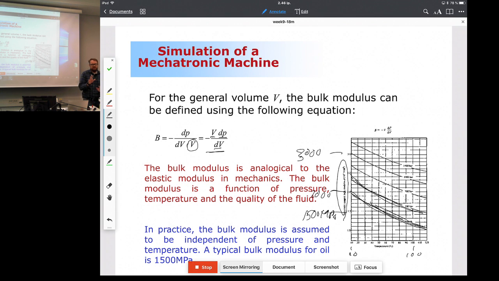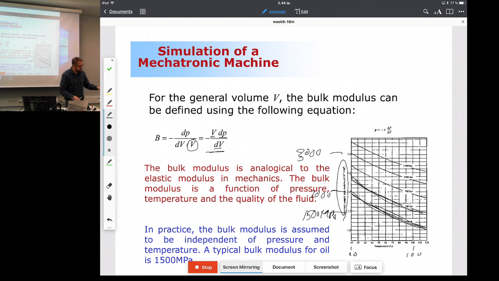Typically, this is the limit of what we're using in hydraulics, not pressures higher than that. And now you can see that, yes, clearly, the bulk modulus is a function of temperature, and it is also a function of pressure. Here's the first very important assumption we can introduce in hydraulics. And by the way, this is pretty much what hydraulic modeling is about.